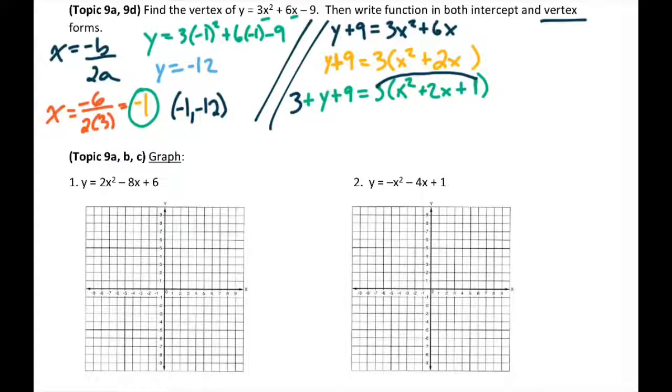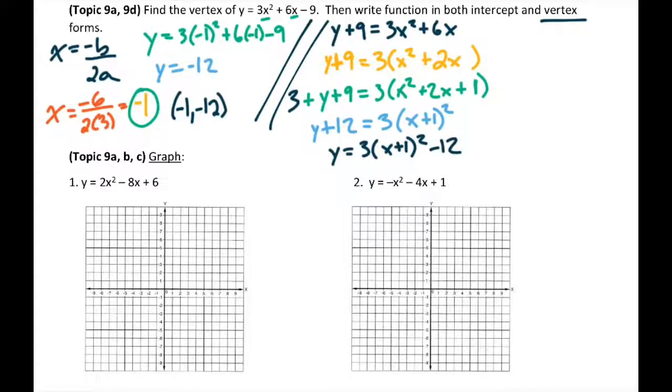This is the thing that everybody forgets. This is the weirdest part about completing the square. I cannot stress it enough. If there is a coefficient out front, it is being multiplied by that thing that you added inside. So when you add it to both sides, you're adding 3 times that. So now I'm going to combine my like terms over here, and I'm going to factor the right half to be x plus 1 squared. And I'm going to subtract 12 on both sides, so we get 3 times x plus 1 squared minus 12.